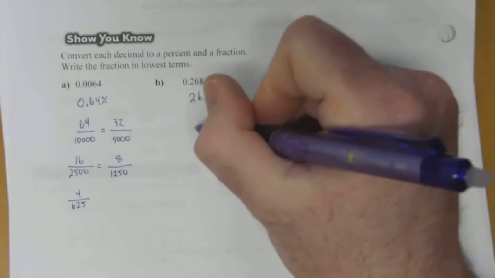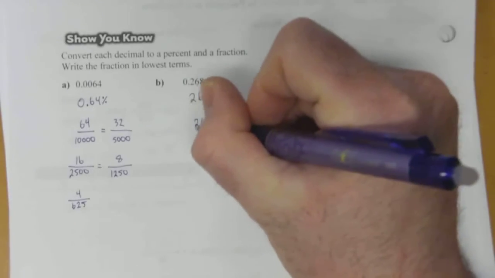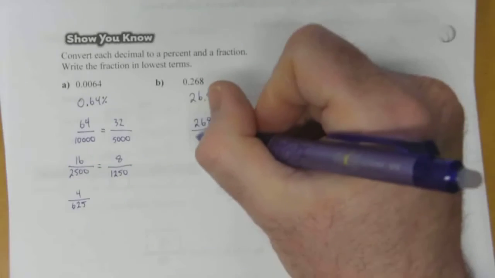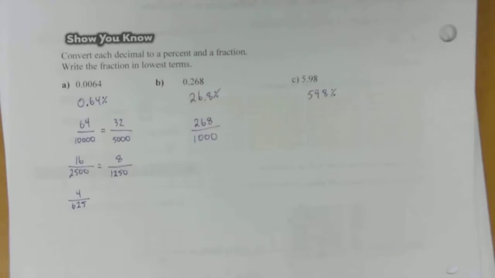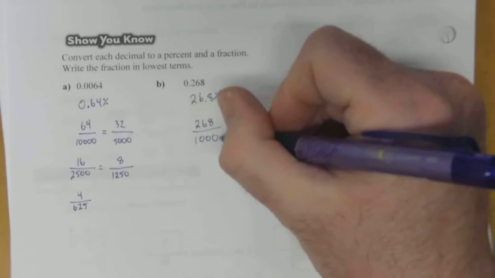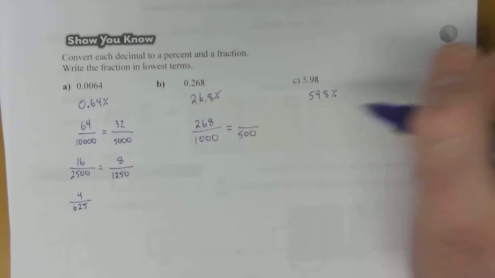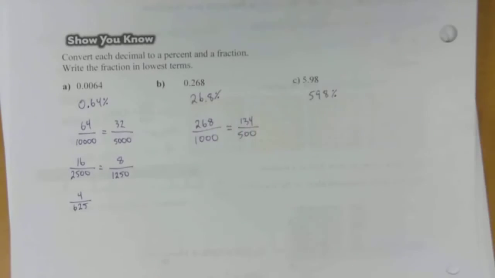For this one, I'm going to have 268 on the top of my fraction. Tenths, hundredths, thousandths for the 8. So it's going to be over 1,000. Again, both are divisible by 2, so let's do that. We'll take it over 500 then, and then 134.